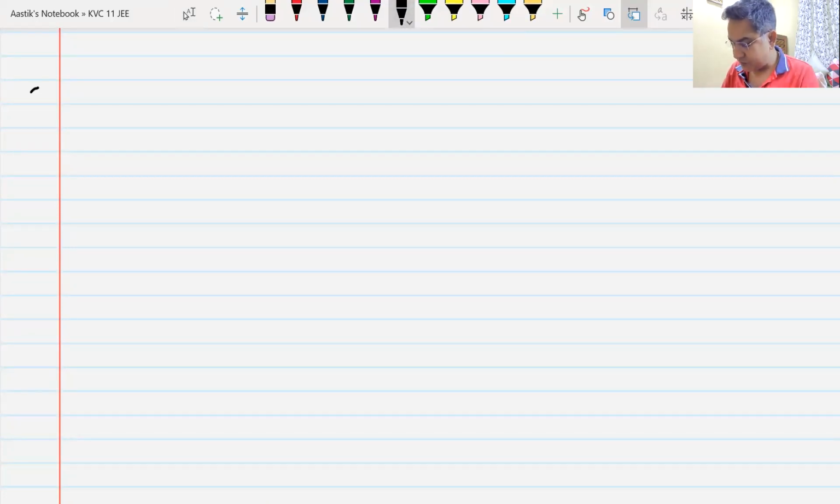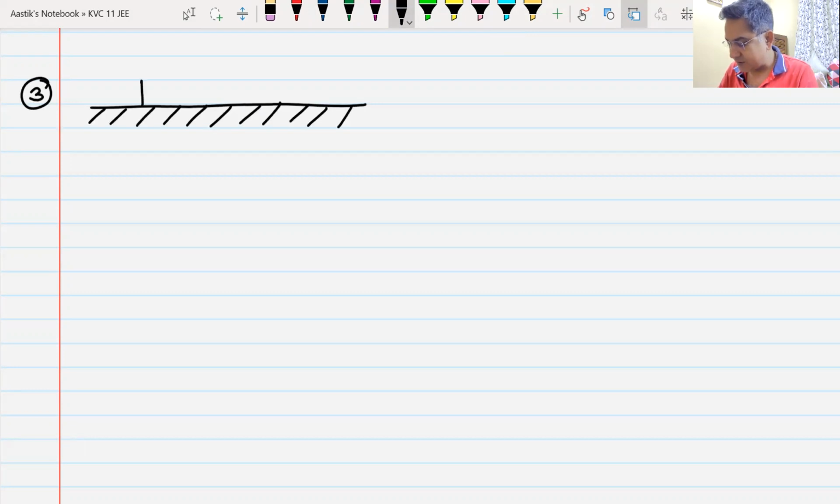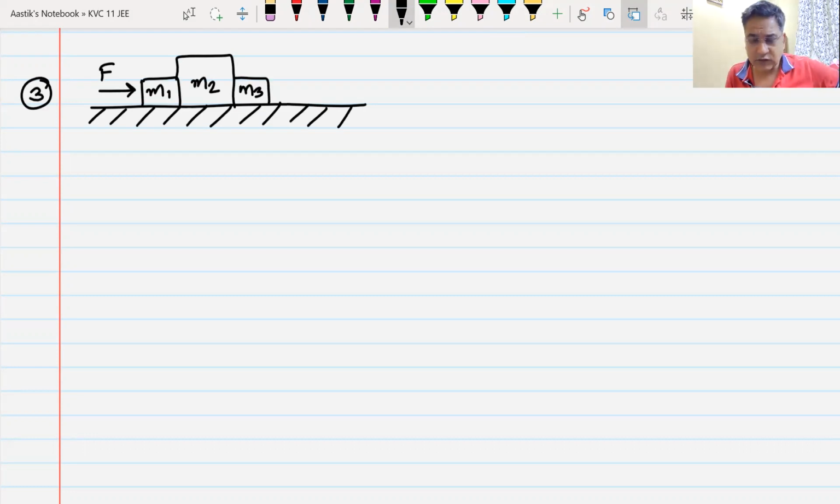Let me now introduce, instead of 2 blocks, a system of 3 blocks. And then we will try to make some sense here. Now I have 3 blocks, M1, M2, and M3. And I apply a force F here. Again, I ask you the same question, beta. What is the acceleration of the blocks? And what is the force between the blocks? There are 2 forces now. One is between M1 and M2. The other one is between M2 and M3. Can you tell me the answer for this? I'll give you 2 minutes to do this.